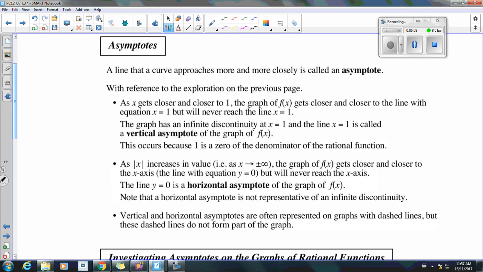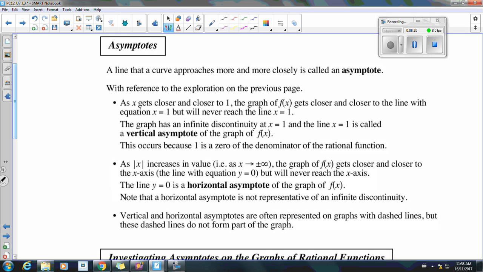As the absolute value of x increases, the graph of f(x) gets closer to the x-axis, which is the horizontal line y = 0, but will never reach it. The line y = 0 is a horizontal asymptote of this graph. Note that a horizontal asymptote is not representative of an infinite discontinuity, but it is still an asymptote.